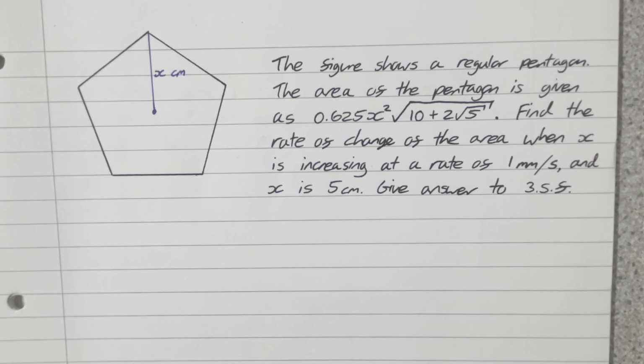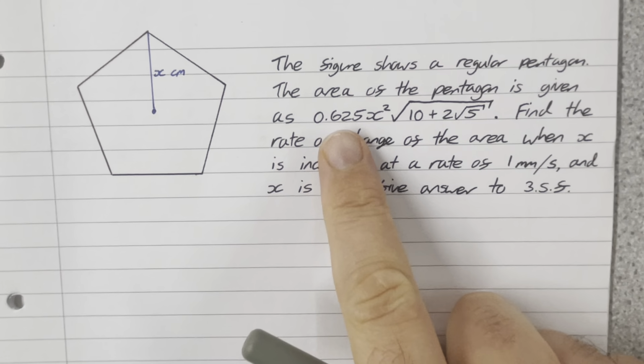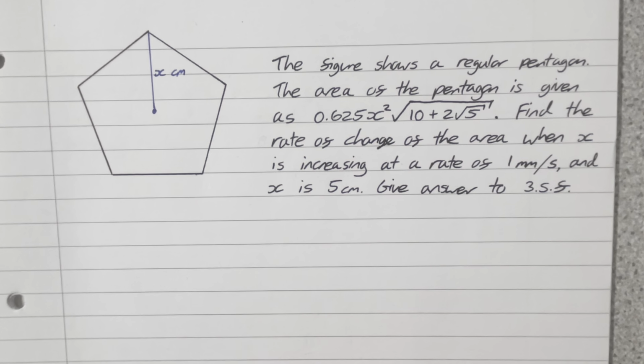So the figure to the left there shows a regular pentagon, and the area of the pentagon is given as 0.625 x squared times the square root of 10 plus 2 root 5. And we're asked to find the rate of change of the area when x is increasing at a rate of 1 millimeter per second and x is 5 centimeters, giving your answer to 3 significant figures.